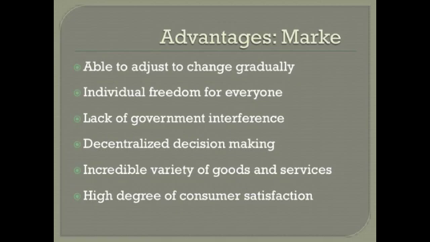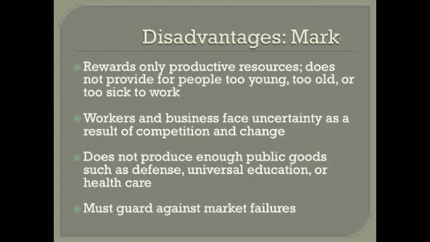Decentralized decision making, which means it's not like in a command economy where you have a bureaucracy that makes all decisions versus central. In a market economy you don't have that. It's decentralized. Incredible variety of goods and services. People kind of make what they want, so you see a lot of different stuff being produced. And then last, high degree of consumer satisfaction. People are happy in a market economy because they can buy whatever they want. Now, does that mean you're happy all the time? No. You only are happy when you can consume and buy what you want.